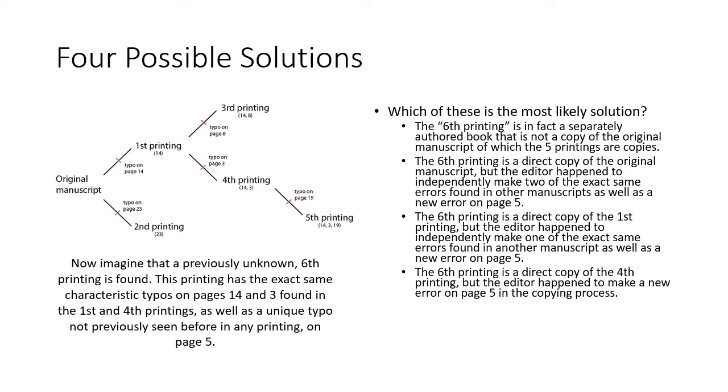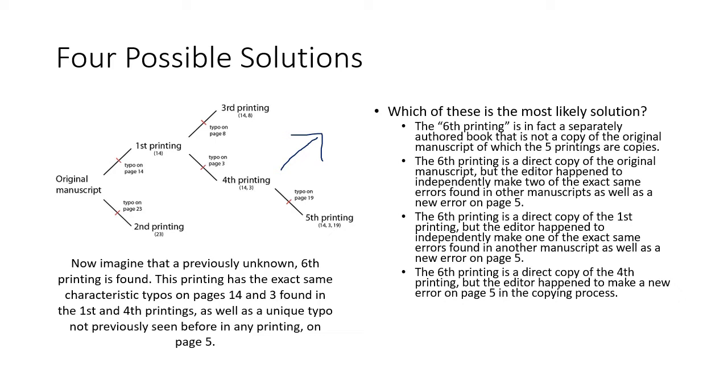So here's an example if you had a sixth printing. Let's say you have a sixth printing here that has the same typo as page 14 and 3, but a unique one, never seen before in any printing, on page 5. Where would you put it? It's pretty obvious. You would put it, let's see if I can. Doesn't seem to be drawing, or maybe it is. I can't see it though. But anyways, which of these is most likely?